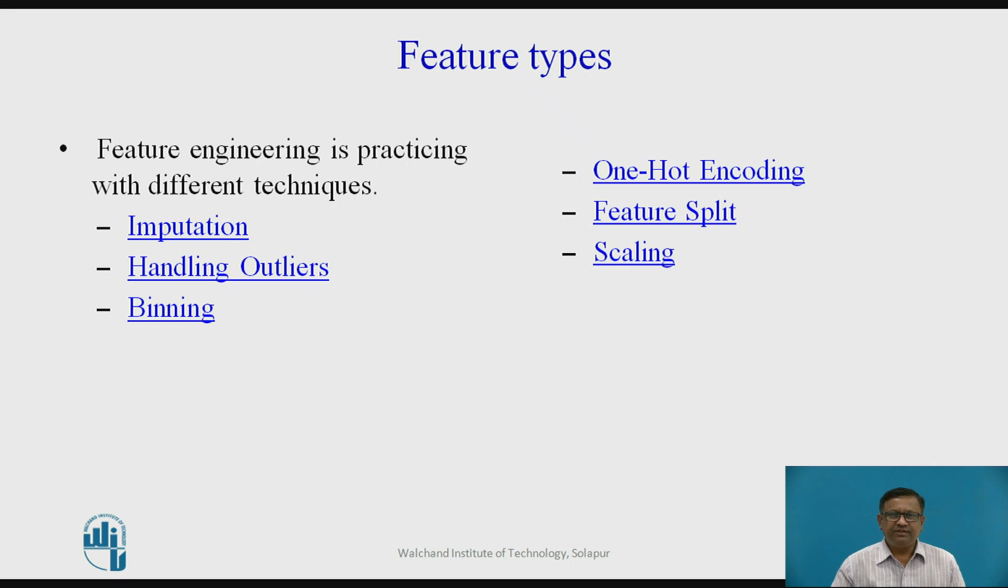There are different types of features if you look at. So, feature engineering is practicing with different techniques. These are the different techniques available for feature selection, feature manipulation, and feature observations. So, first one is imputation, second is handling outliers, third is binning, fourth is one-hot encoding, then feature split and scaling. We will see one by one what these different techniques are.